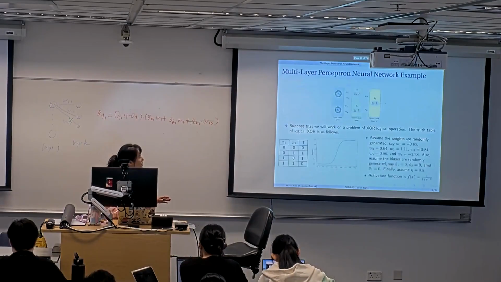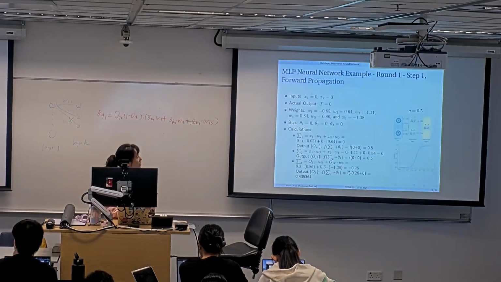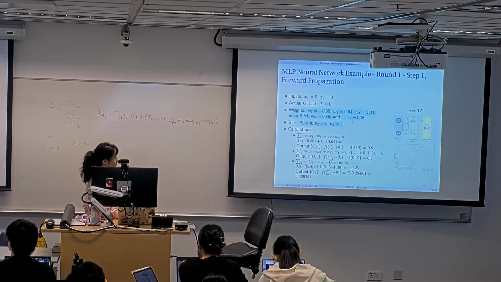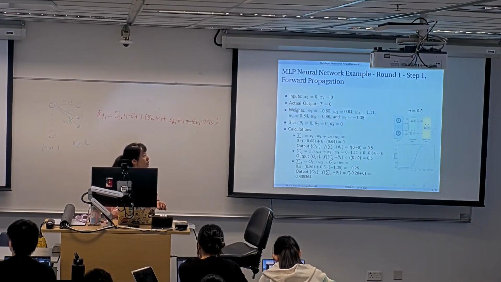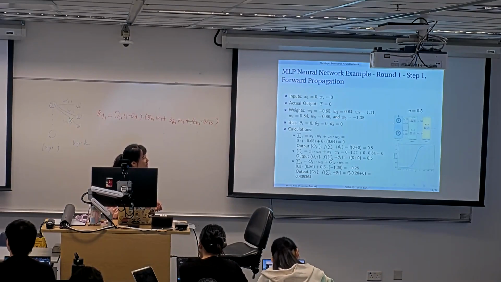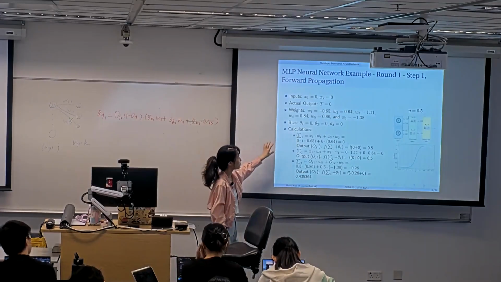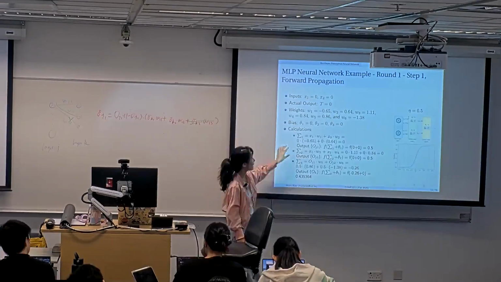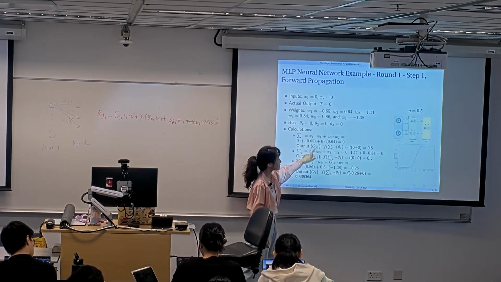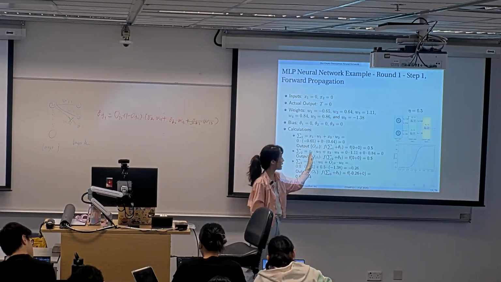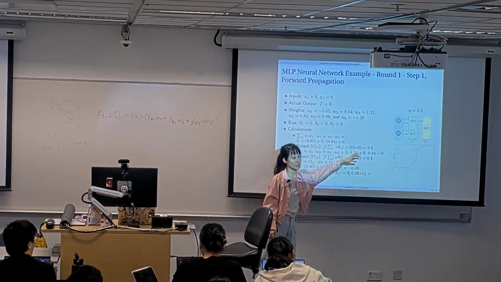We pass the first data 0, 0 to our MLP. Here, for 0, 0, the actual output T is 0, and the weights and biases are randomly generated like this. Forward propagation is that we just follow the direction of the neural network. So when the first hidden node receives 0, 0 as input, we can compute sigma 1, the weighted sum, which is just 0, and then the output OJ1 of the first hidden node should be the activation function f of sigma 1 plus theta 1, which is 0.5.